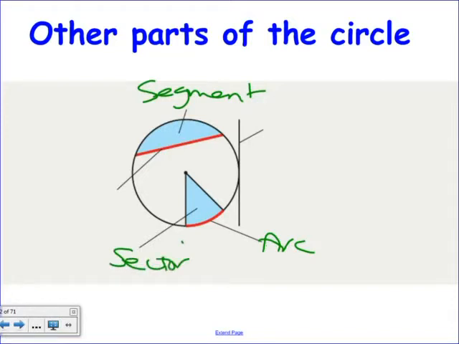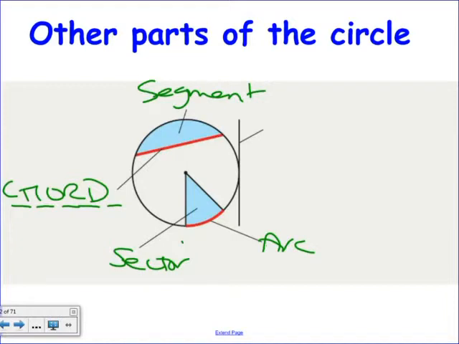So a sector is like a piece of pie. In other words, it's the area from the centre out to the arc. And a segment is this area cut off by this line. And what do we call that line? Chord. Nice one, Sam, you remembered. It's the chord. And then the last one we have is this line that just touches the circle.